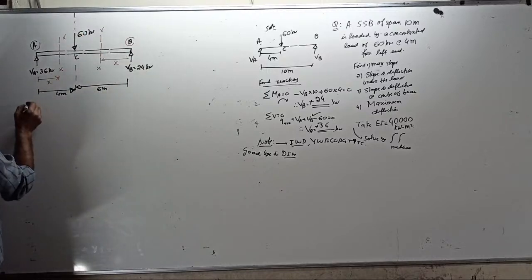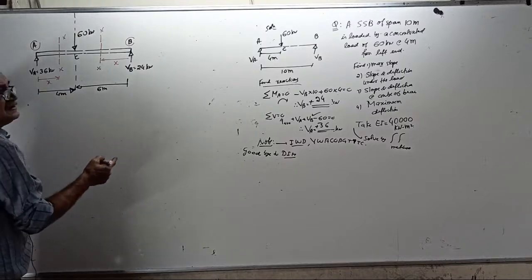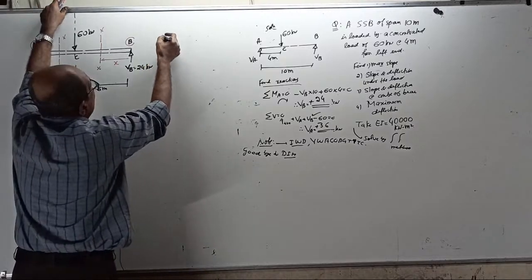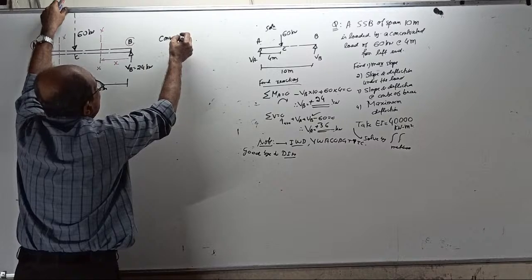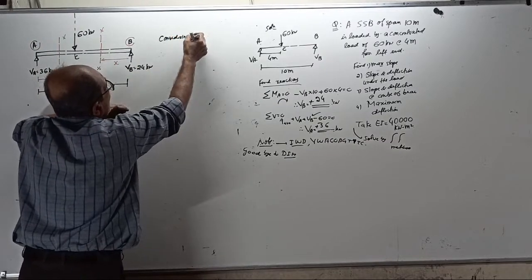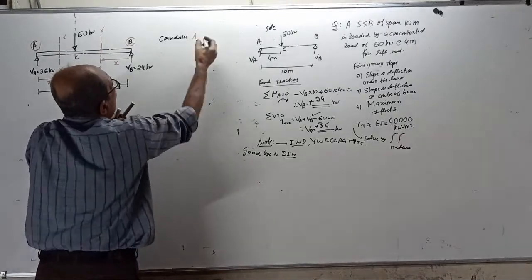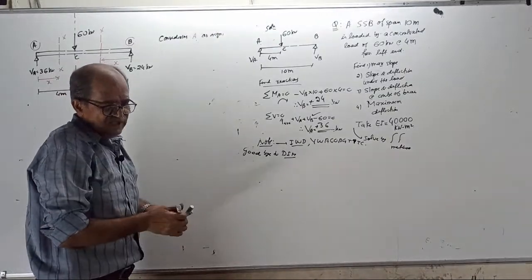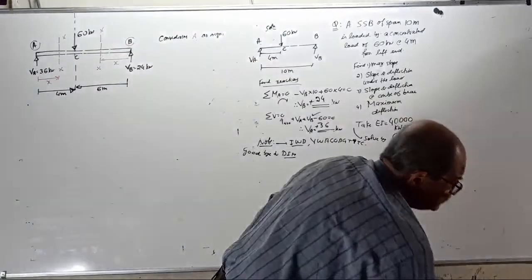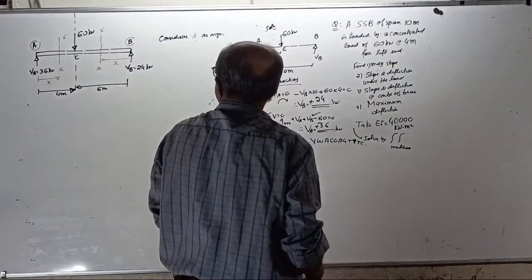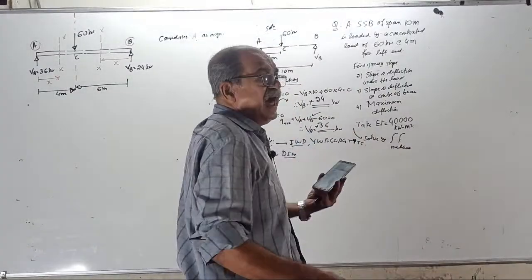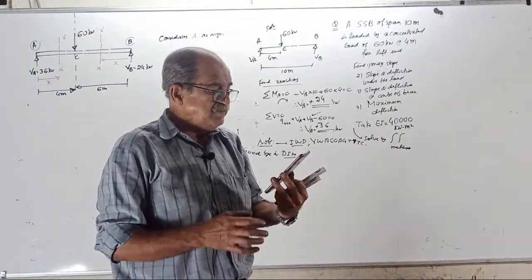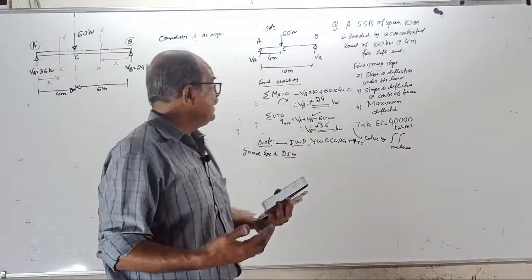Now, I already wrote the statement. Statement over or not? Did I write the statement? Okay, I write the statement once again. Considering A as origin, I already told this, correct? A as origin for AC, 0 to 4, and B as origin for BC, 0 to 6. Why a second time? You can write if you want.